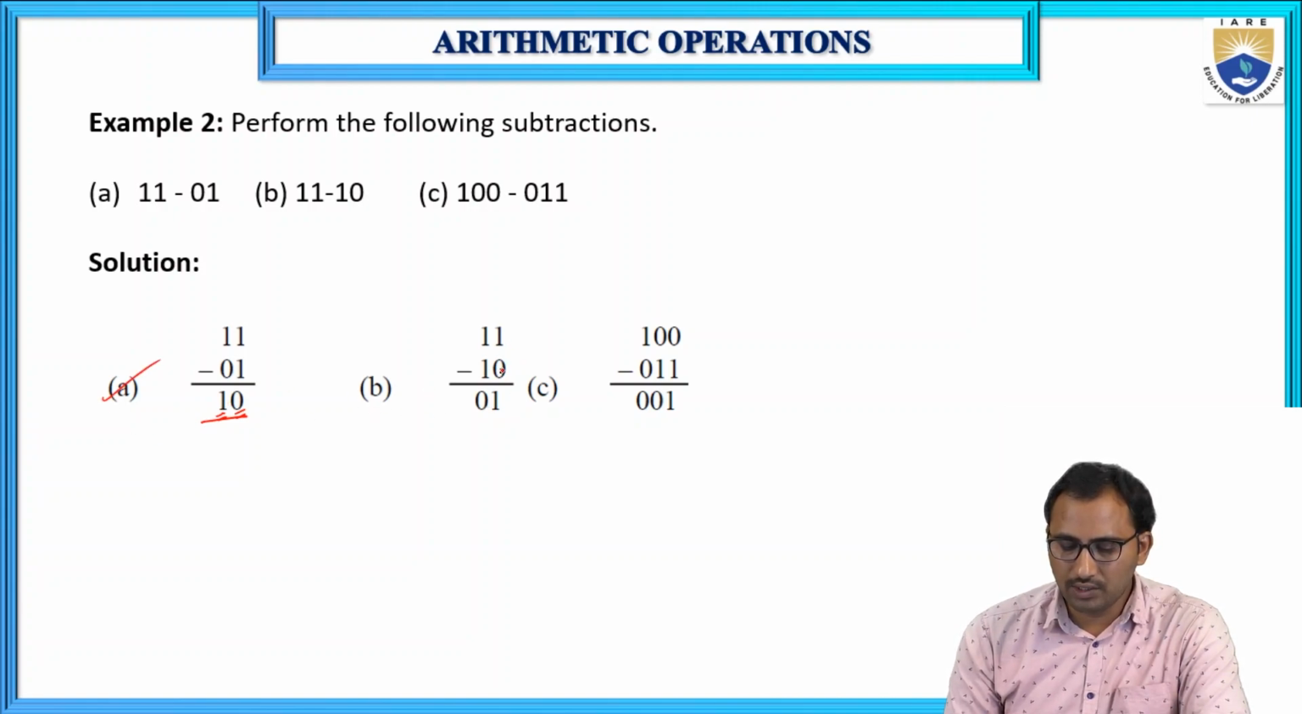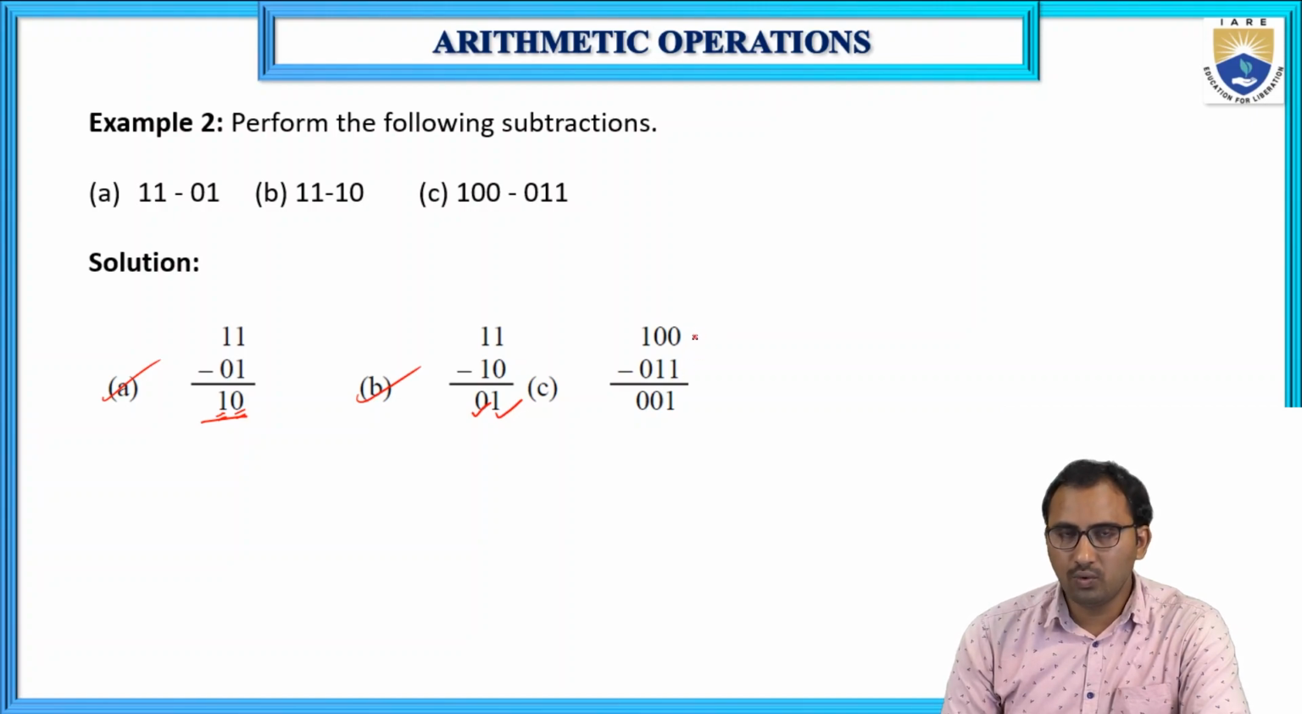So we are subtracting 10 from 11. So 1 minus 0, you will get 1. Next, 1 minus 1, you will get 0. Coming to the third one, 1000 minus 11. So 0 minus 1.